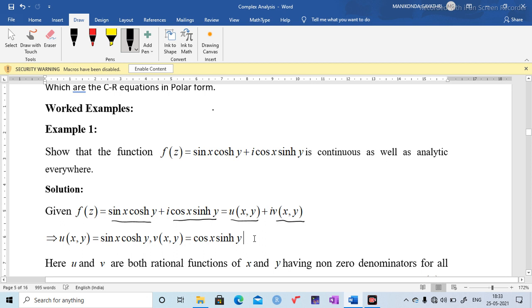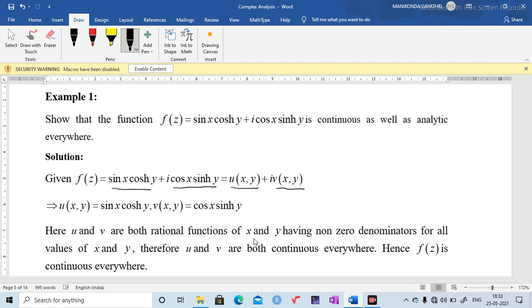Observe here u and v are both rational functions of x and y having non-zero denominators for all values of x and y. That means if you substitute x equal to 30 degrees, y equal to 45 degrees like this, then you are going to get rational functions. That's why u and v are both continuous functions everywhere. And also, observe, here we have trigonometric functions. You can easily say that trigonometric functions are continuous functions. Hence, f of z is continuous everywhere.